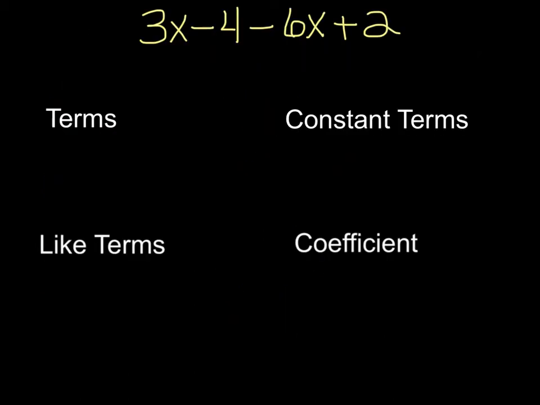Let's get a little vocabulary in on this lesson. If we have this expression 3x minus 4 minus 6x plus 2, and it asks how many terms are here. Well, what is a term? A term is separated by plus and minus signs. So how many terms do we have here? Well, we have 3x is one term, negative 4 is another term, negative 6x is another term, and positive 2 is another term. So right now we have 4 terms, 3x, negative 4, negative 6x, and 2. Those are all terms.